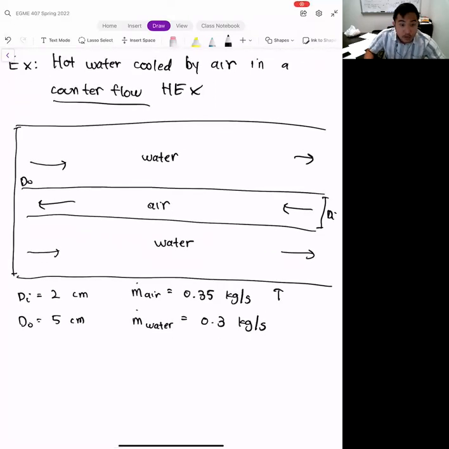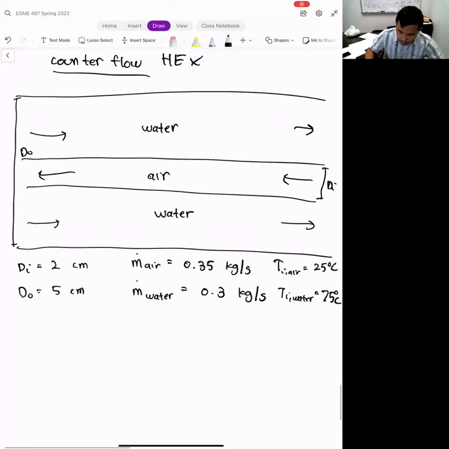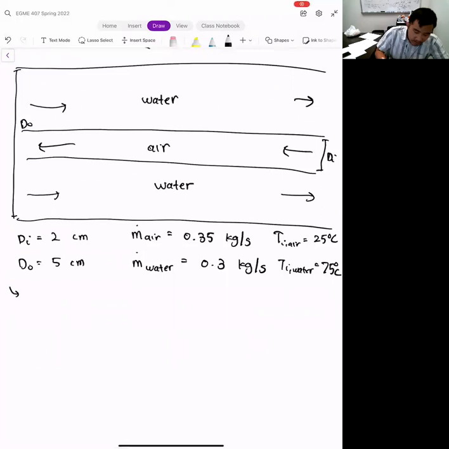And here we're given the inlet temperatures of both fluids. The inlet temperature of the air is going to be room temperature, 25 degrees C. The inlet temperature of the water is going to be 75 degrees C, so fairly hot. And in this particular problem, we're actually given the outlet temperature of the water as well. We want to design this heat exchanger so that we achieve an outlet temperature of 60 degrees C.